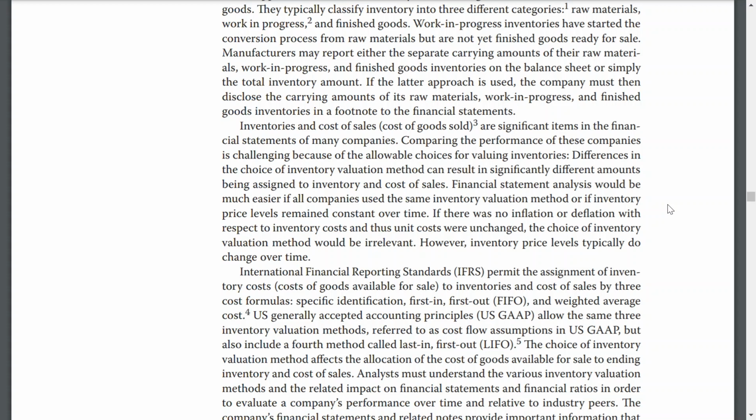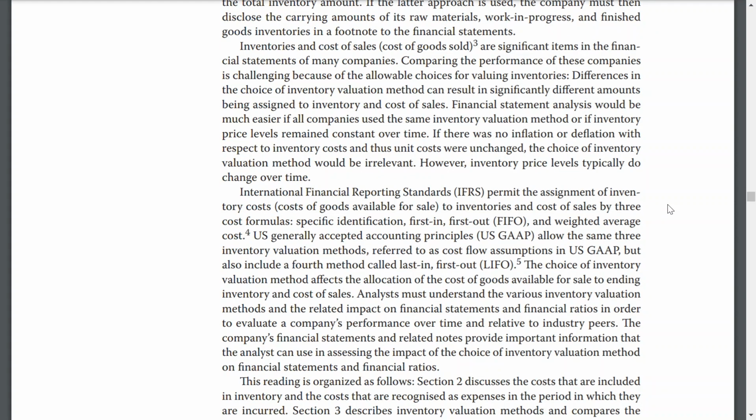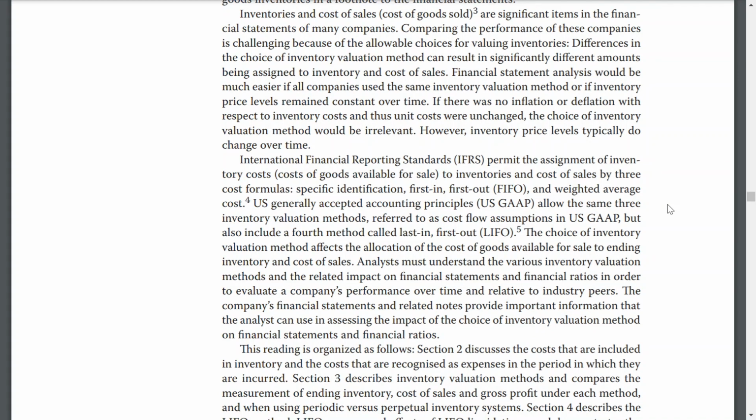If there is no inflation or deflation with respect to inventory costs, and thus unit costs are unchanged, the choice of inventory valuation method will be irrelevant. However, inventory price levels typically do change over time. International Financial Reporting Standards (IFRS) permit assigning inventory cost to cost of sales using three cost formulas: specific identification, first-in, first-out (FIFO), and weighted average cost.